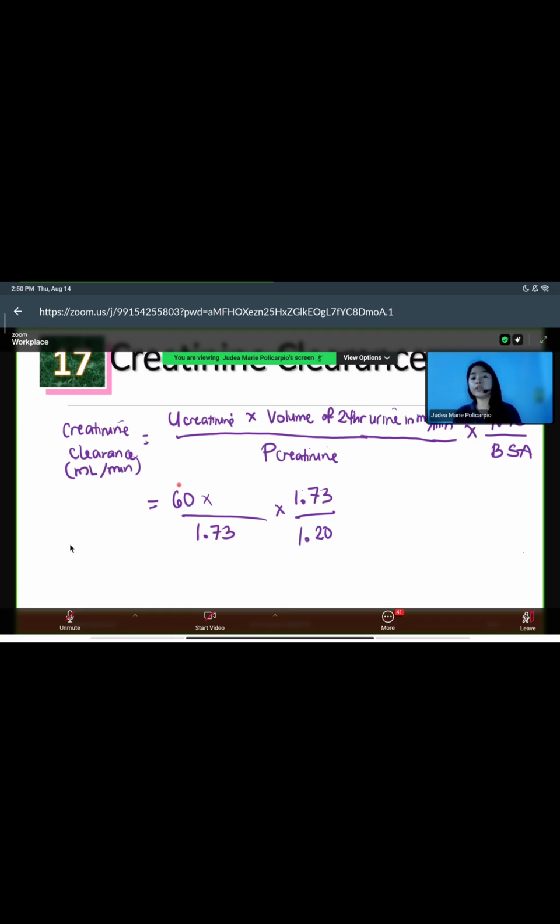Okay, volume ng 24-hour urine kasi, ang binigay sa atin ay 2,880 ml per 24 hours. But remember, ang kailangan natin is ml per minute. So we will have to do the conversion first. Ko-convert natin si hour into minutes. And syempre, ang conversion factor natin, 1 hour is equivalent to 60 minutes. Okay, so anong gagawin natin? Multiply lang natin to dun sa conversion factor natin.